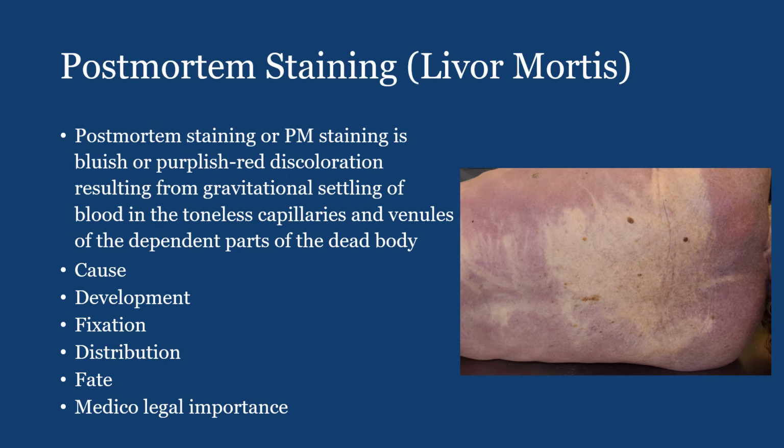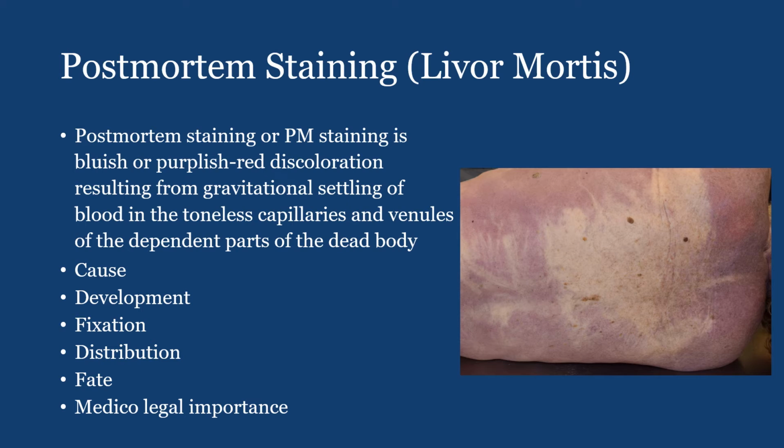So what is the cause actually? After the stoppage of circulation, there is stagnation of blood in the vessels, and it tends to sink by force of gravity into the capillaries and venules of the dependent parts of the body. So the upper portions of the body, drained of blood, are very pale in color, and the backside of the body, where the blood is settling towards the gravitational pull, will be seen in red color.